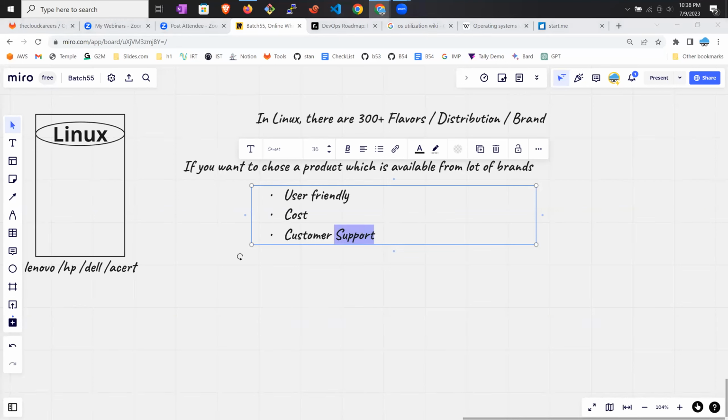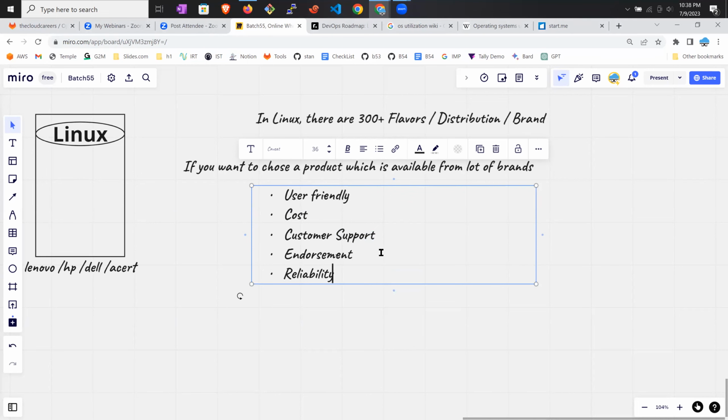Anyone? Popularity. Okay. Why? Popularity. That means endorsements. Okay. Anyone else? Yeah, okay, fast and reliable. Reliability. This is a very nice thing.